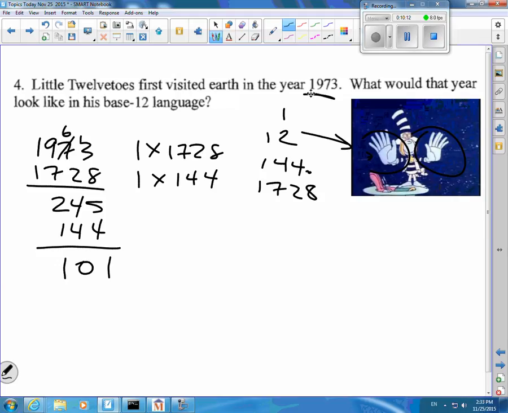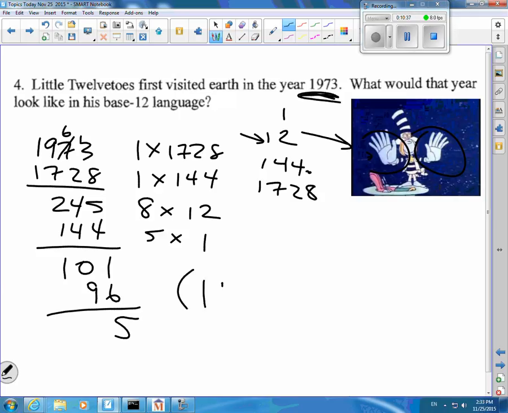How many 12s can I find in the number 101? 8 of them is 96, right? So I'd have 8 in the 12s place, and then 11 minus 6 is a 5. So then I have 5 in the ones place. So luckily for me, I didn't need any fancy extra symbols. I can represent this base 10 number with the number 1185 in base 12.